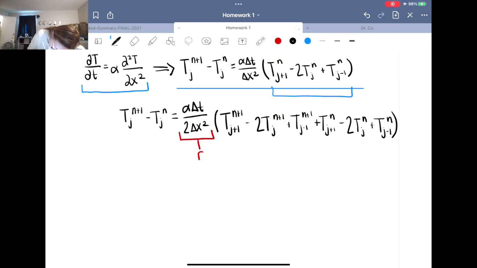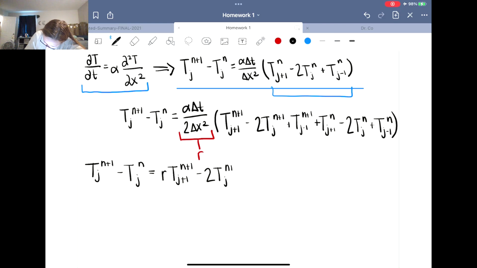So we're going to get... I forgot to add the R. It's the whole reason we're rewriting this long equation.